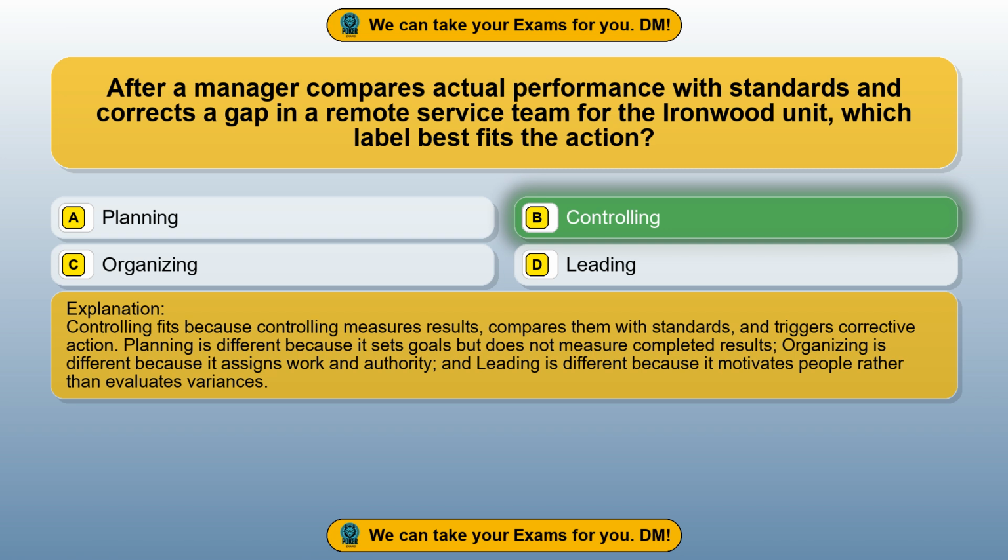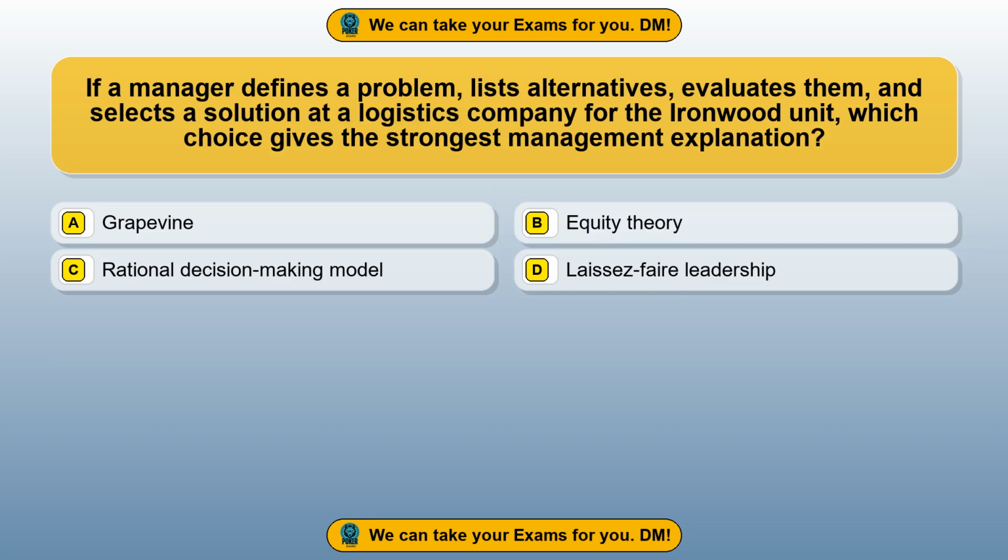Planning is different because it sets goals but does not measure completed results. Organizing is different because it assigns work and authority, and leading is different because it motivates people rather than evaluates variances. Question 18. If a manager defines a problem, lists alternatives, evaluates them, and selects a solution at a logistics company for the Ironwood unit, which choice gives the strongest management explanation?